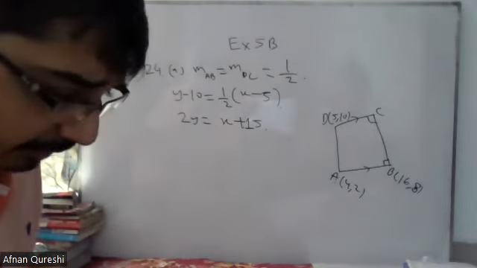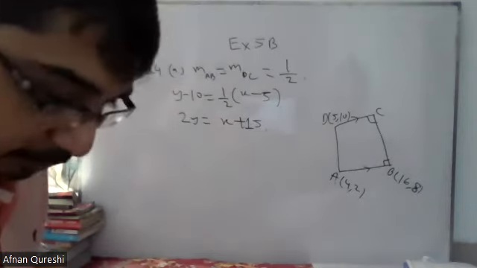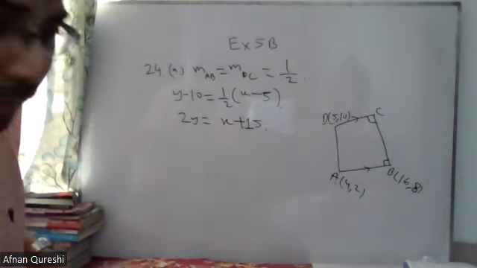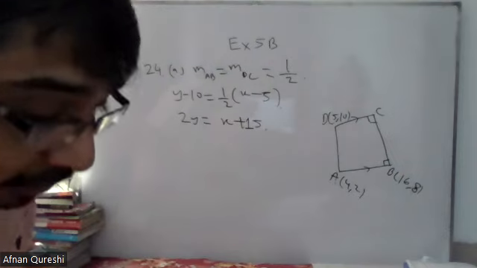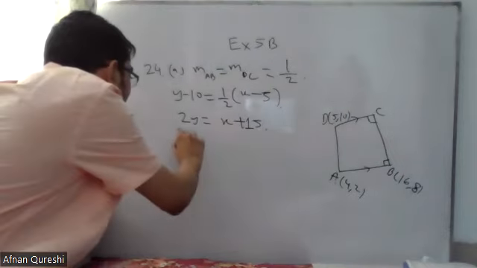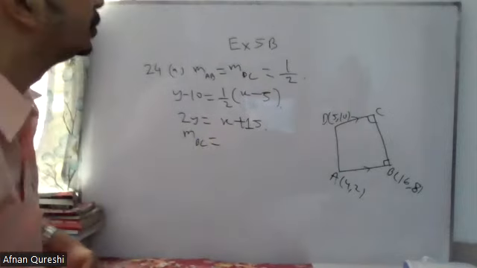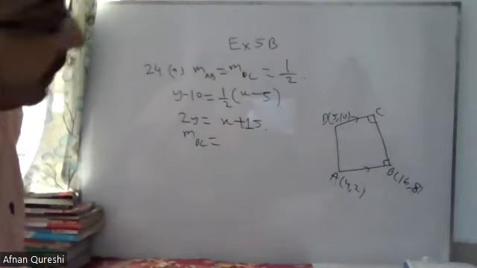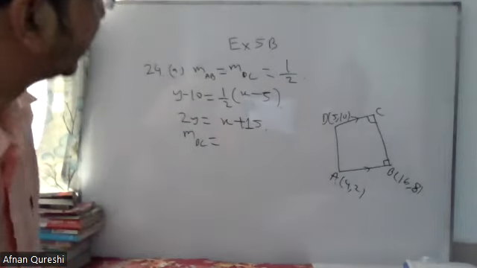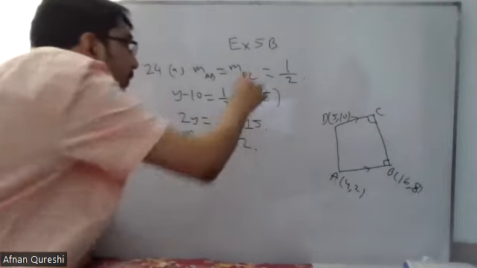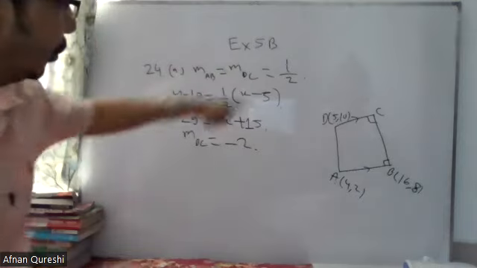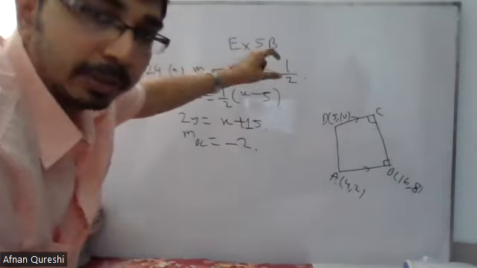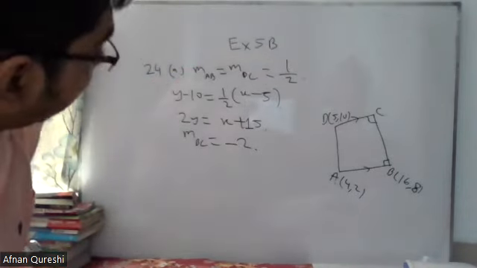Now you have to find the equation of BC. Again, I know the coordinates of the point B, but what will be the gradient of BC? The gradient of BC is perpendicular to CD and AB. The gradient of AB is half, so the gradient of BC is going to be the negative reciprocal of that, which is minus 2. Minus 2 into half comes as minus 1. So I just do the reciprocal and then multiply by minus 1. That's the gradient of BC.